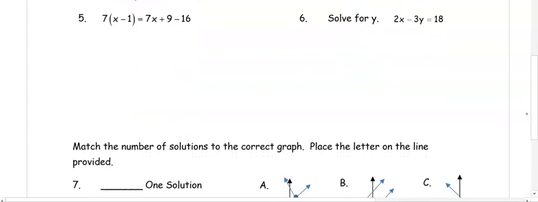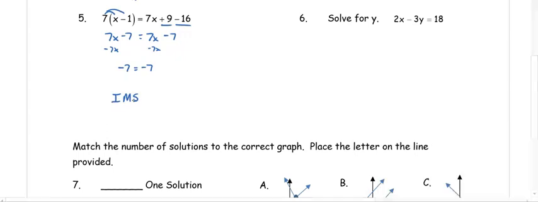In number 5, we first need to distribute to get rid of our parentheses. So we get 7x minus 7 is equal to 7x. We can combine our numbers, minus 7. Notice when we subtract 7x from both sides, the variables cancel out, and we're left with negative 7 equals negative 7, which is a true statement. So this can be infinitely many solutions.